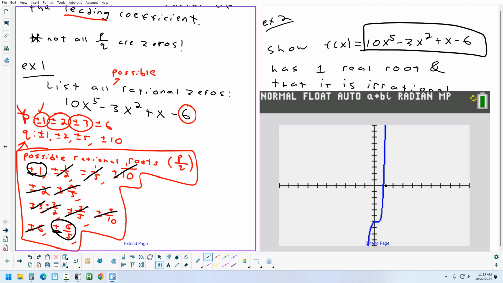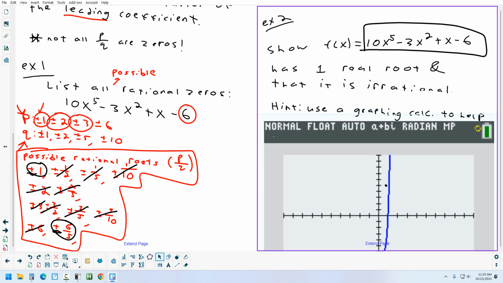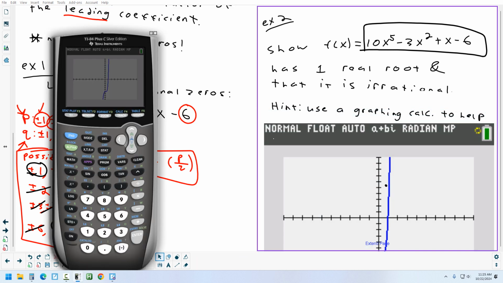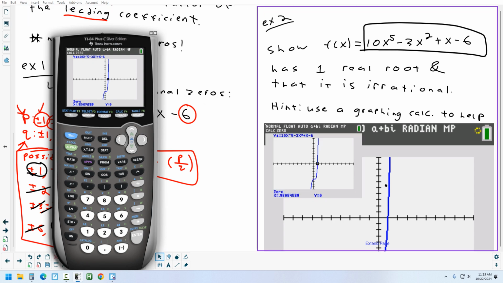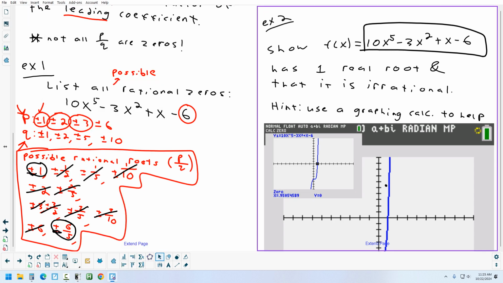So what I want to do now is let's find the root. Let's actually find it. Second, calc, 0. Pick a point to the left, go to the right, and hit enter. And this is what we get for the root. 0.9505.